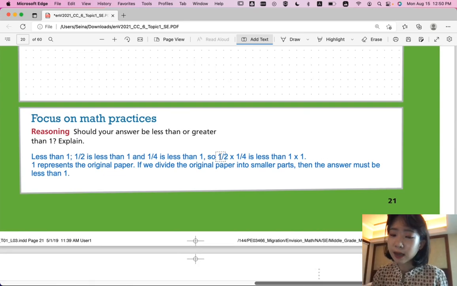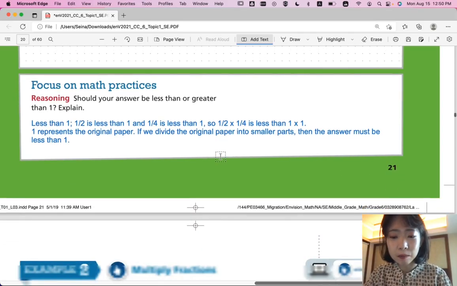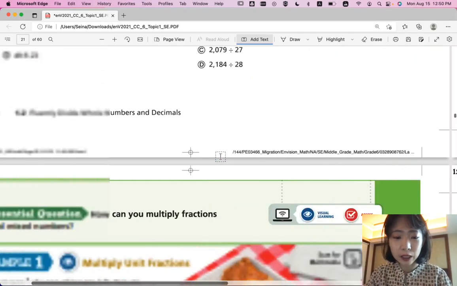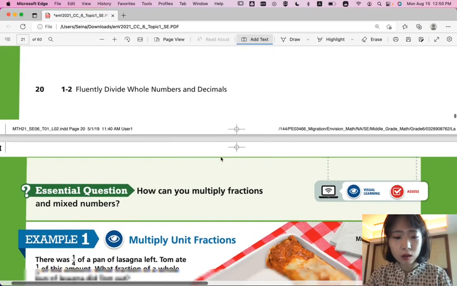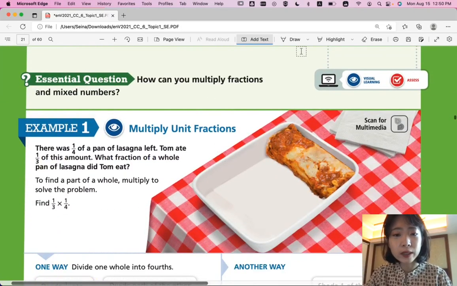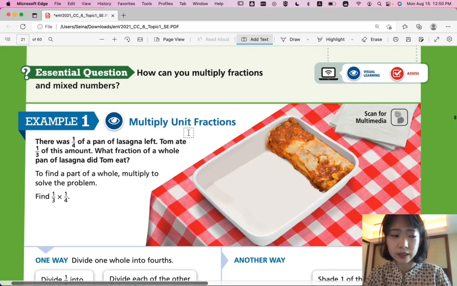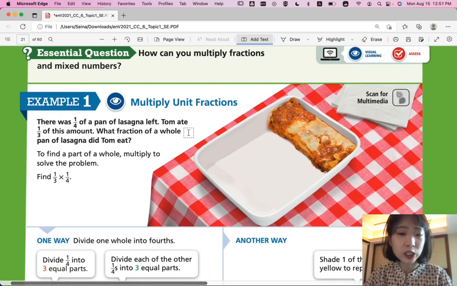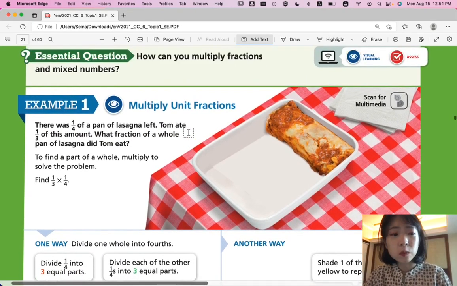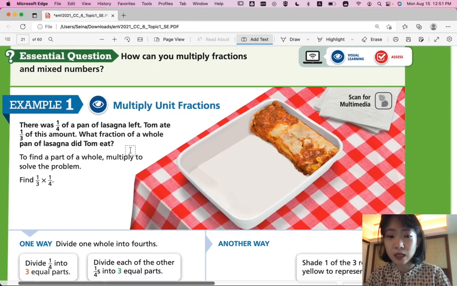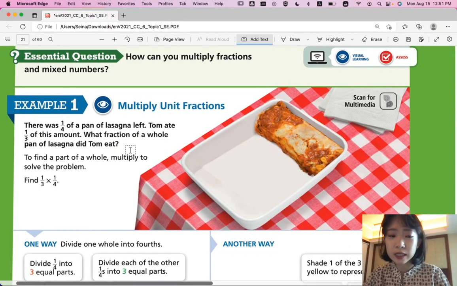All right, let's start our lesson with Example 1 on the next page. So think about how we can multiply fractions and mixed numbers throughout this lesson. Example 1, multiply unit fractions. There was 1/4 of a pan of lasagna left. Tom ate 1/3 of this amount. What fraction of a whole pan of lasagna did Tom eat? So look at this picture to better understand the situation.